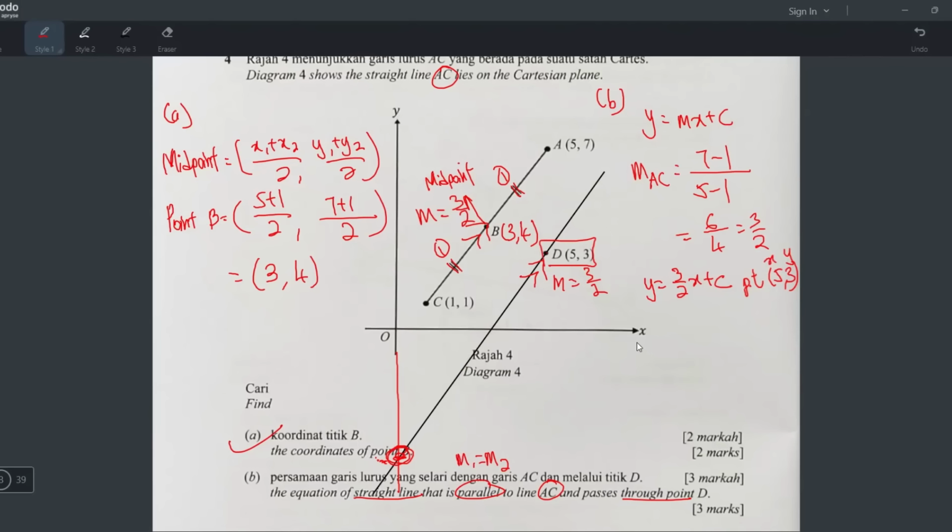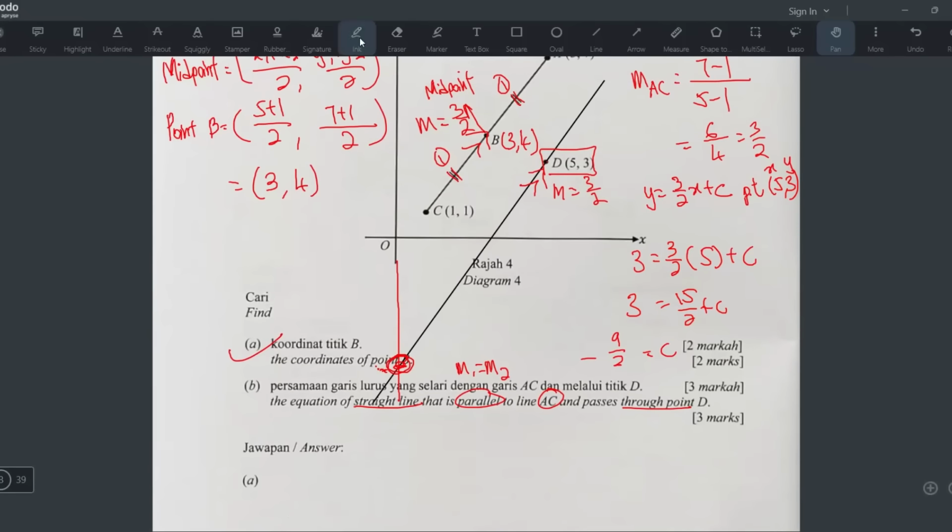So it becomes 3 equals 3 over 2 bracket x plus c, and the x is 5. And let me tell you one more time, the reason you can substitute this point inside like that is because this point passes through this line. And if it passes through, you can substitute it in like that. So it becomes 3 equals 15 over 2 plus c. And this part you can use your calculator. 3 minus 15 over 2 is negative 9 over 2. Just use your calculator to help you.